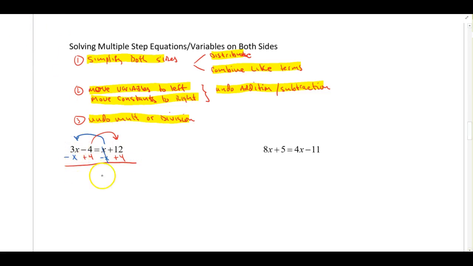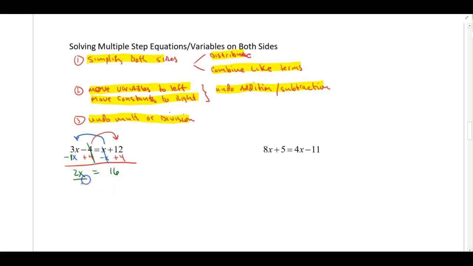So now I just add or subtract everything vertically. 3x minus 1x is going to give me 2x. The 4's eliminate, bring down my equal sign. X's eliminate, and 12 plus 4 is 16. Now I have all my variables to the left, constants to the right, so now I can just undo multiplication or division.